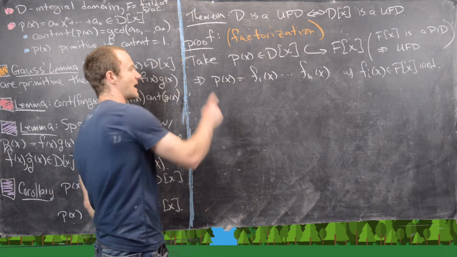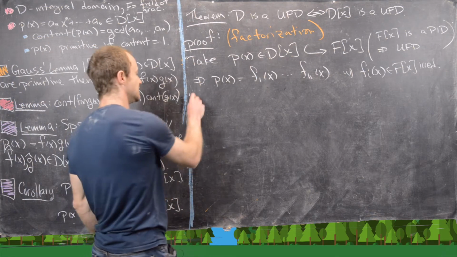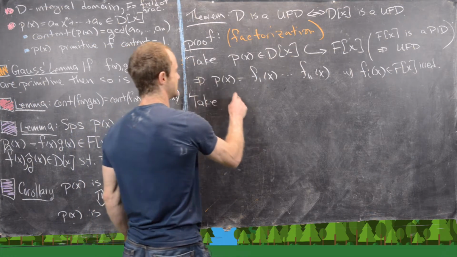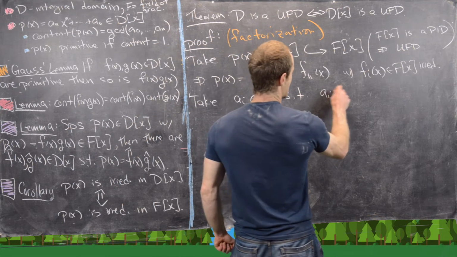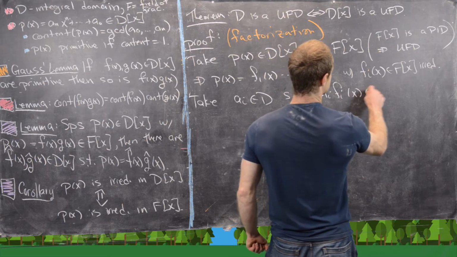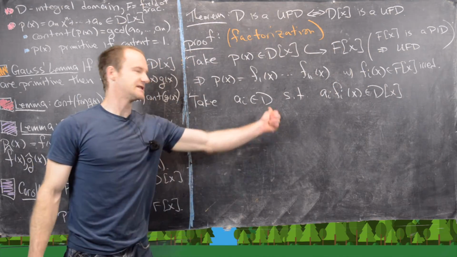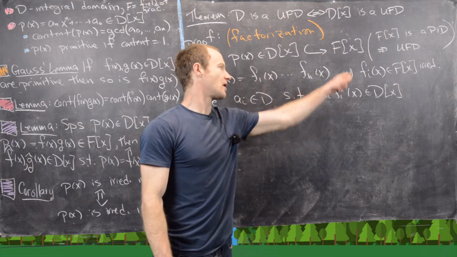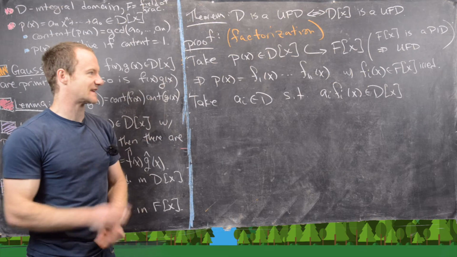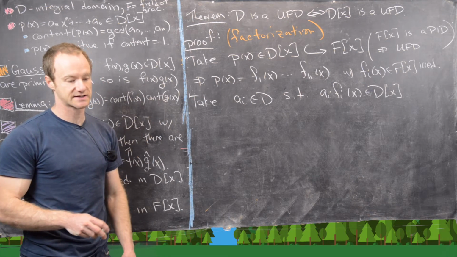So we're going to do that by clearing the denominators in these, just like we did in the last case. So let's go ahead and take a_i in D so that a_i times f_i of x is in D adjoin x. So that's going to be n different numbers from our integral domain that take our polynomial, which is in the field of fractions, and clear the denominators to make it inside of the integral domain adjoin x.